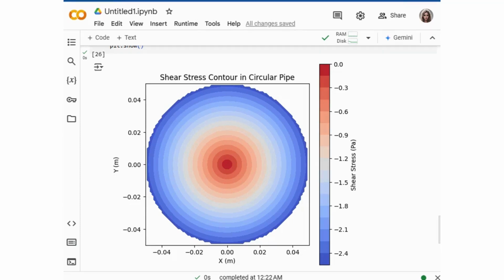And this completes our Python-based visualization of velocity distribution and shear stress inside a circular pipe. Feel free to experiment with the different parameters to see how they affect the flow. Thank you.